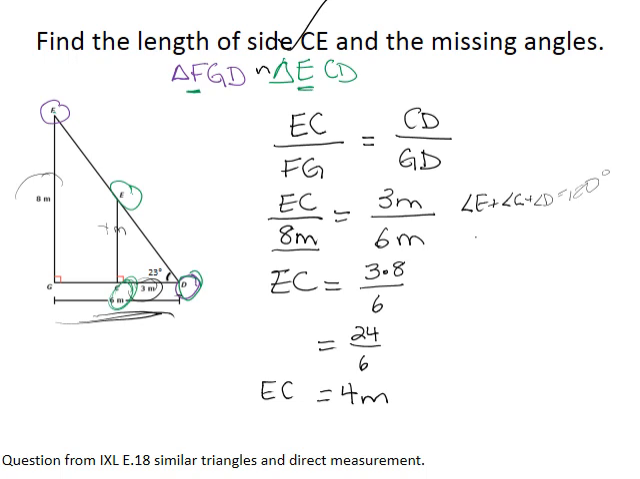I don't know, sorry, my pen's having a hard time here. Let me start again. Angle E plus angle C plus angle D, it's not letting me write, equals 180. Oh no. Well, let me just do it down below.